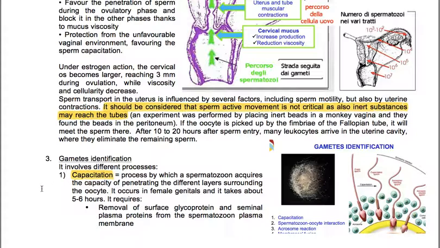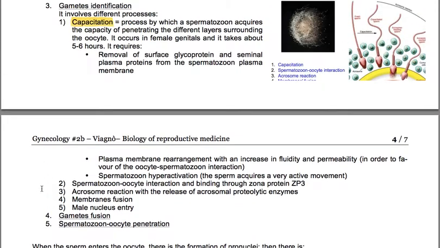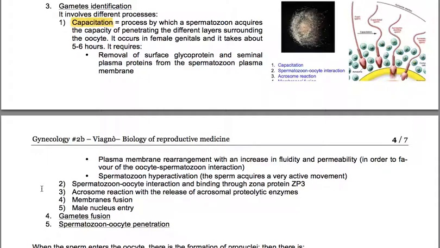It requires removal of surface glycoprotein and seminal plasma proteins from the spermatozoon plasma membrane. Then plasma membrane rearrangement with an increase in fluidity and permeability in order to favor the oocyte-spermatozoon interaction, and then spermatozoon hyperactivation. The sperm requires a very active movement.